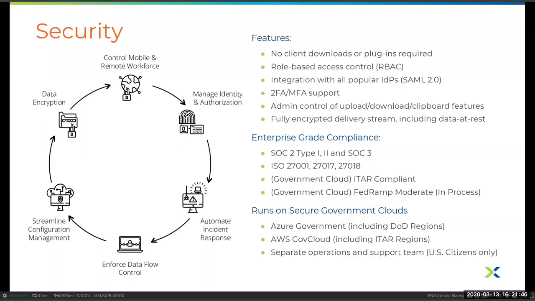Compliance-wise, we meet a number of compliance standards today. So we have our SOC 2 Type 1 and 2, SOC 3 compliance, ISO certifications 27001, 17, 18. And then we also have a completely separate Frame environment control plane that's hosted in AWS GovCloud. And that meets certain US government federal regulations. So whether it's FedRAMP moderate, which we're in process, which means our audit was completed, to ITAR compliancy, that's available in that environment. And if you wanted to, you could deploy into Azure Government, like I mentioned, or AWS GovCloud, and that's all managed by an entirely separate operations and support team.